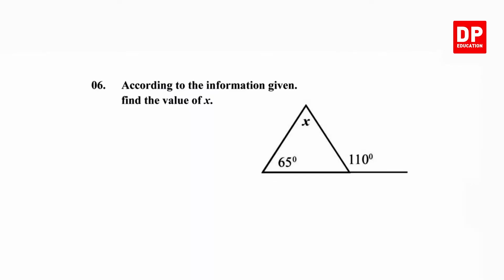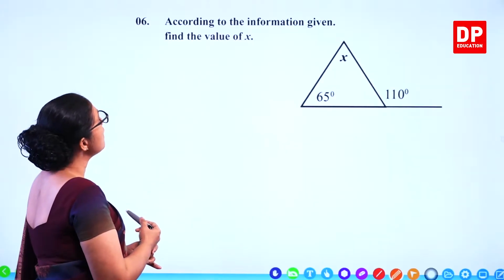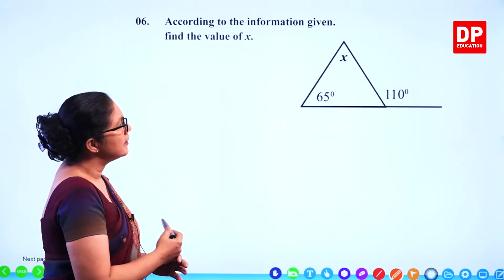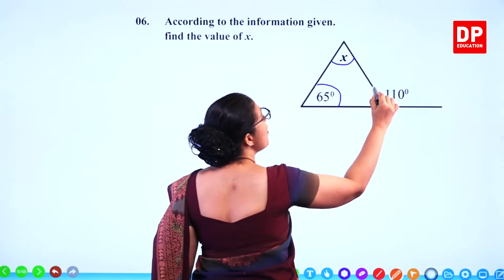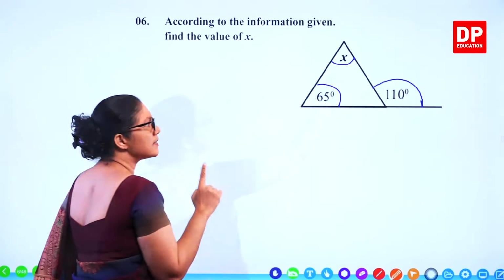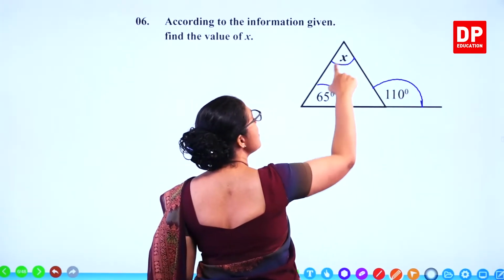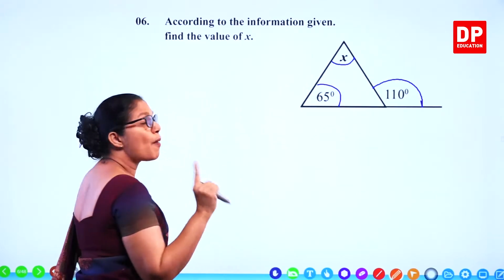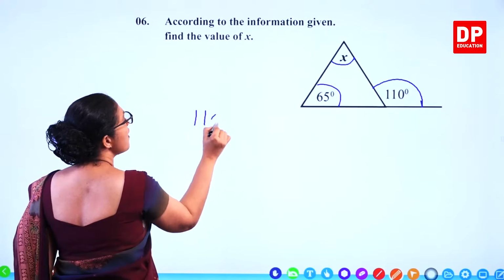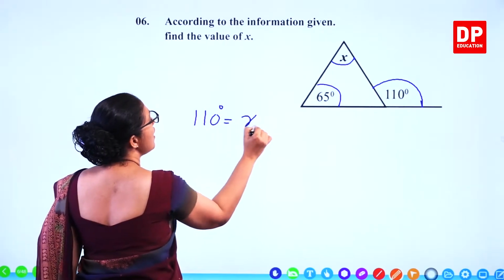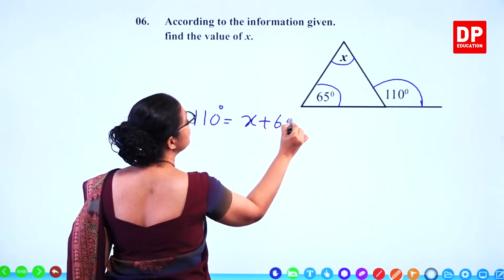Question number 6. According to the information given, find the value of x. You have to find this one. What can you say about these 3 angles? Exterior angle of this is equal to the sum of opposite interior angles. Can you remember? So we can say 120 is equal to x plus 65.